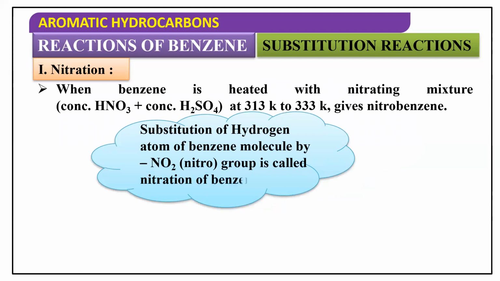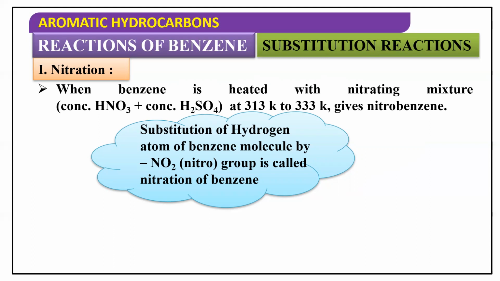When benzene is heated with nitrating mixture. Now what is nitrating mixture? It's an equimolar mixture of concentrated sulfuric acid and concentrated nitric acid. Now what is an equimolar mixture? Equi is equal, molar is same number of moles. So if I take 2 moles of nitric acid, I'll have to mix it with 2 moles of sulfuric acid. If I take 8 moles of nitric acid, I'll have to mix it with 8 moles of sulfuric acid. So this equimolar mixture of concentrated nitric acid and sulfuric acid is called nitrating mixture.